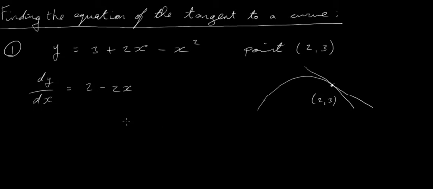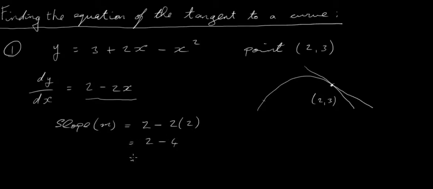Now we want the slope of the tangent at a point where x is equal to 2. So the slope, or m if you like, of this particular tangent here is going to be this here, and we just replace the x with 2. So it's going to be 2 minus 2 times 2. So that will give us 2 minus 4, which is minus 2. So the slope of this particular tangent here is minus 2. So now we have the slope.